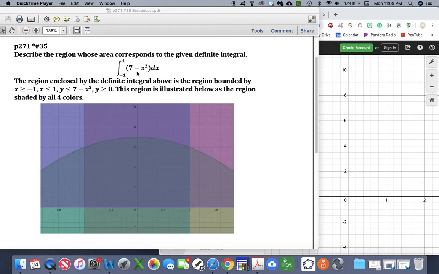The equation in here, 7 minus x squared, is a parabolic shape, so y is less than or equal to 7 minus x squared, and then it's also bound by the x-axis, which is the line y is greater than or equal to 0. So all four of those bounding areas make what the area of that definite integral is finding.